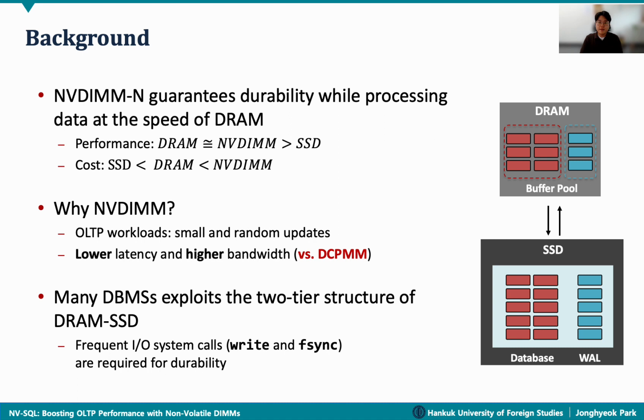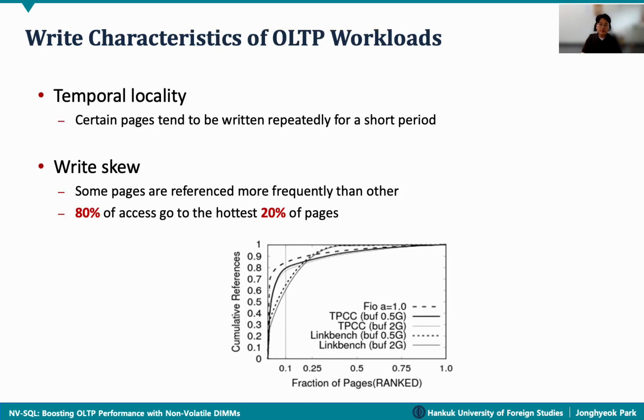And many existing DBMSs already exploit the DRAM-SSD two-tier architecture, which involves frequent I/O system calls to ensure durability. By using NVDIMM as a durable buffer, we believe that we can significantly reduce durability overhead. Now, let me explain the primary reason we use NVDIMM as a durable cache and how the compact size of NVDIMM is advantageous. OLTP workloads exhibit two primary write characteristics: temporal locality and write skew.